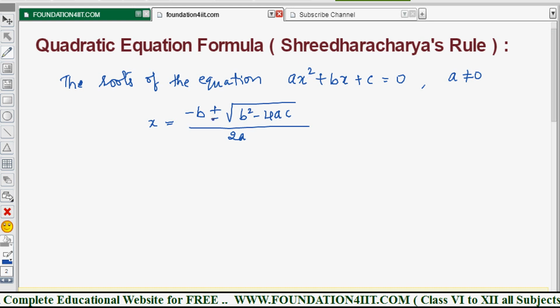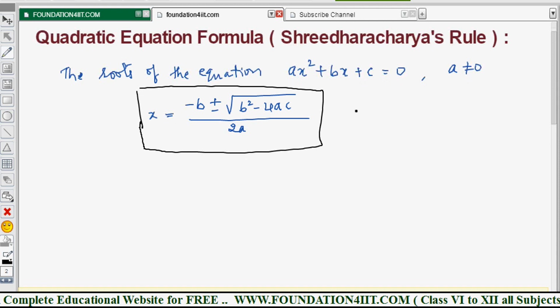Once you take plus, once you take minus. That's why plus or minus. Now let us do the proof of this formula. From the general form, how can we derive this formula? Let me explain the entire proof once, in just three or four steps. If you see the proof, from the general form only we can do this.